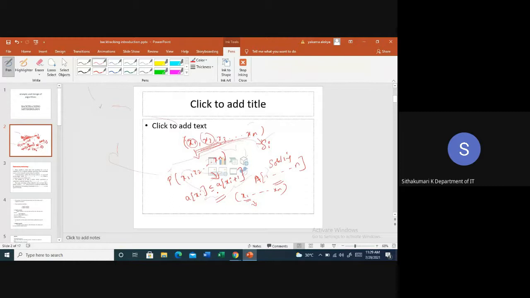Usually we don't apply this technique for sorting, but this can be an example. Just for example, I am explaining how it can be solved. What will be the solution vector? What is the objective function? P is the objective function, and x1, x2 up to xn is the solution vector.